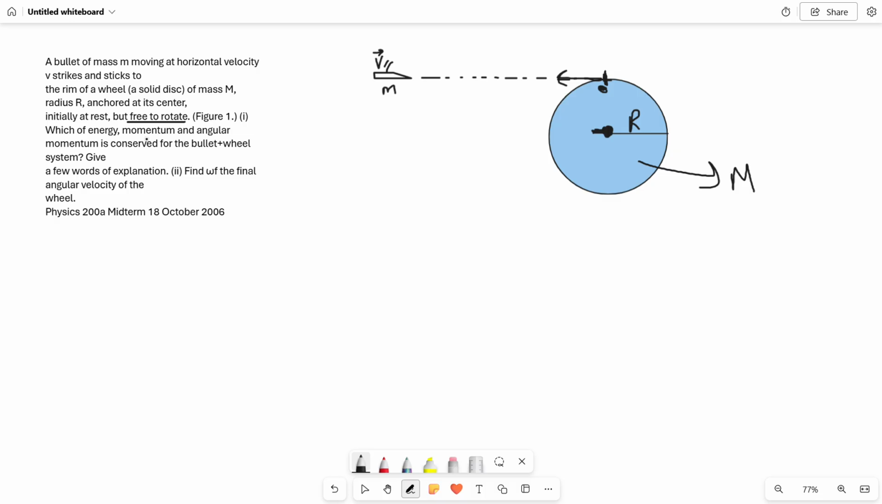Which of energy, momentum, and angular momentum is conserved for the bullet-wheel system? Give a few words of explanation. Find omega, and the final angular velocity of the wheel.